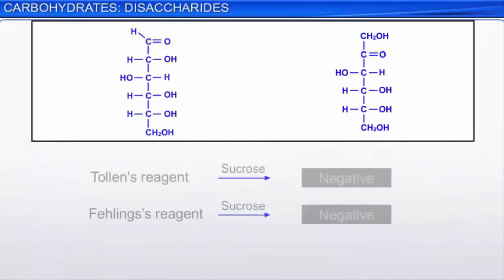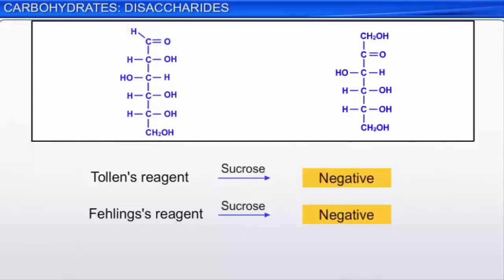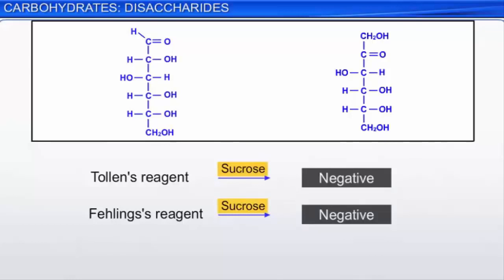As the reducing group, which is necessary to give Tollens' and Fehling's tests, is involved in the formation of the glycosidic linkage, sucrose gives a negative test with these reagents. Hence, sucrose is called a non-reducing sugar.